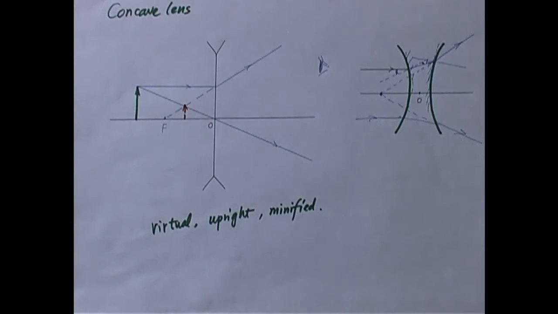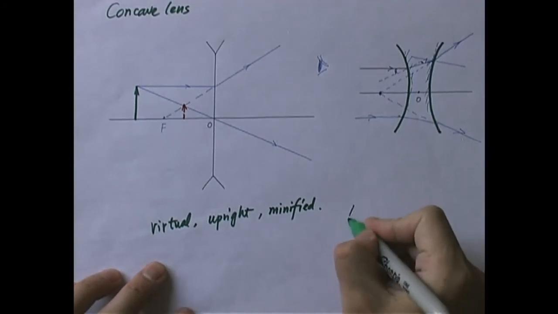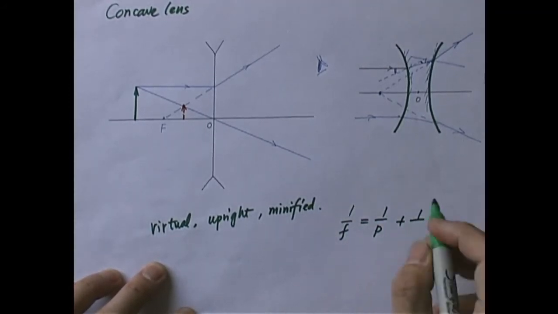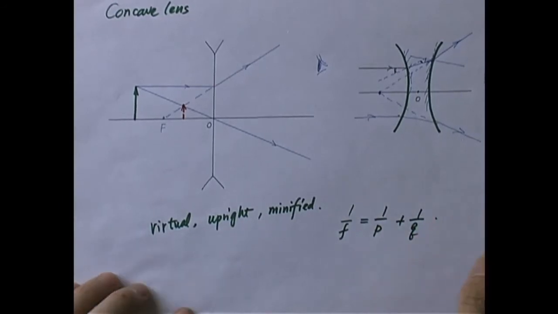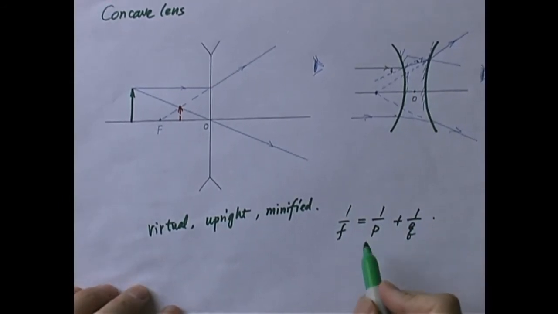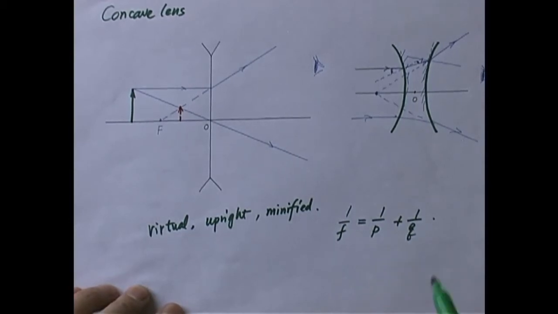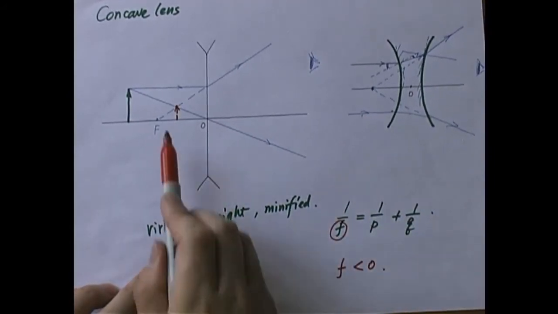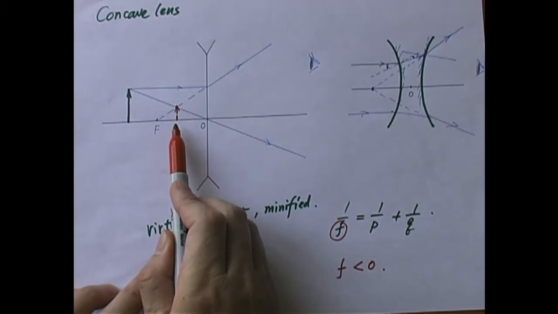a concave mirror. As far as the lens equation is concerned, just like the case of the mirror equation, I can still write 1 over f equals 1 over p plus 1 over q, even for the concave lens. Now, we didn't derive it, but if you were to do so, you'll find the same exact formula holds true for both concave and convex lenses, except what? The value of f. f has to be negative to make it work for this type of geometry.